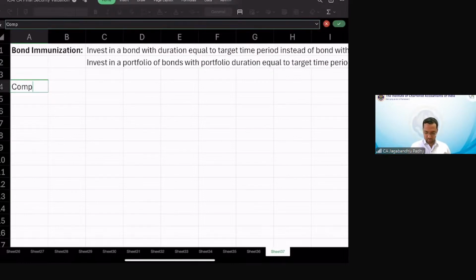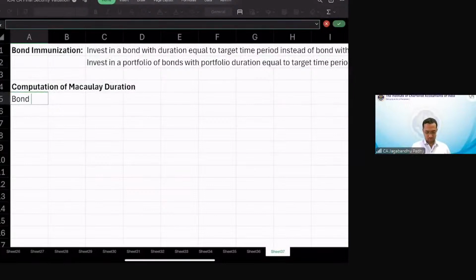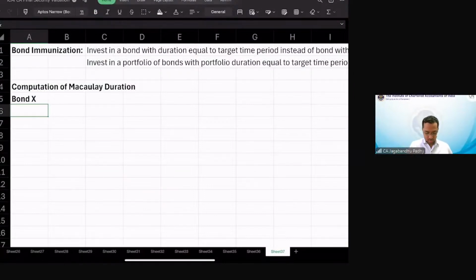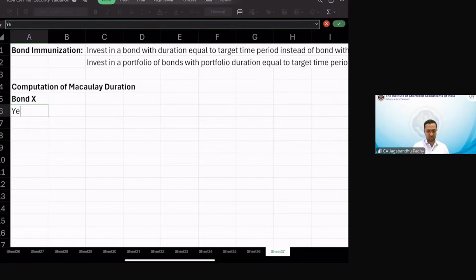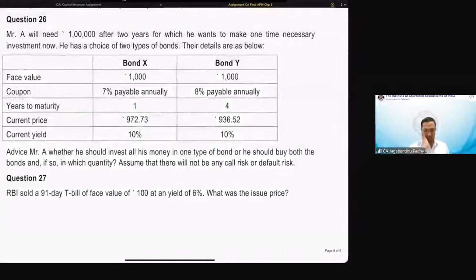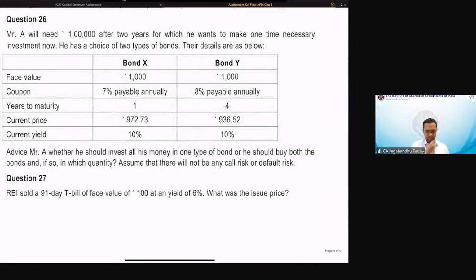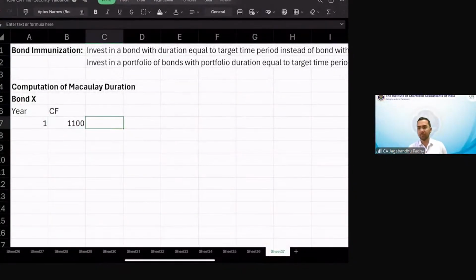So we'll say computation of Macaulay duration. We need to get it for bond X as well as for bond Y. Now we take the years and cash flow. So basically we have the years, 1 year, only a 1-year bond it is. So the 1-year cash flow will be only one, which is 1100, right? We'll take the PV factor.